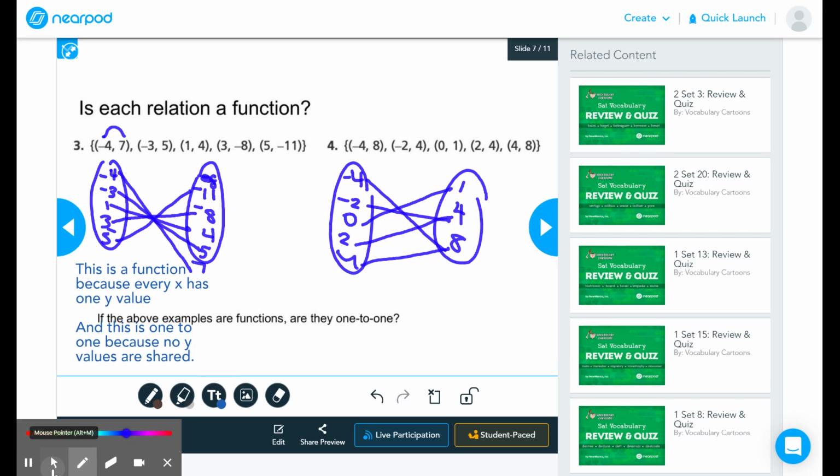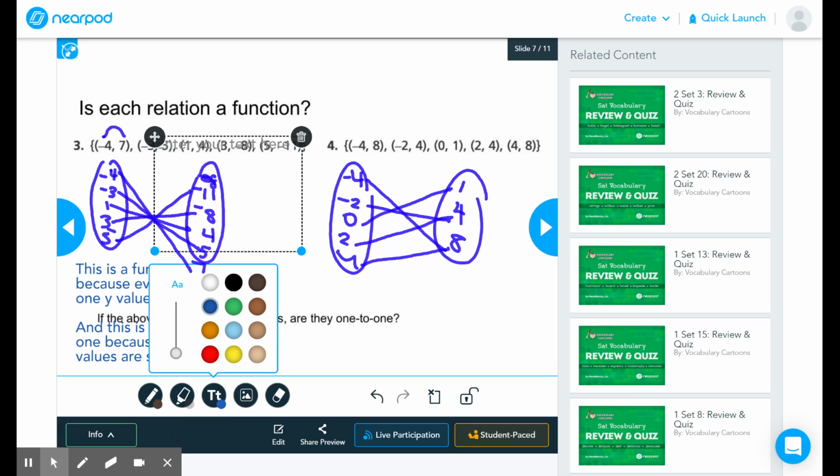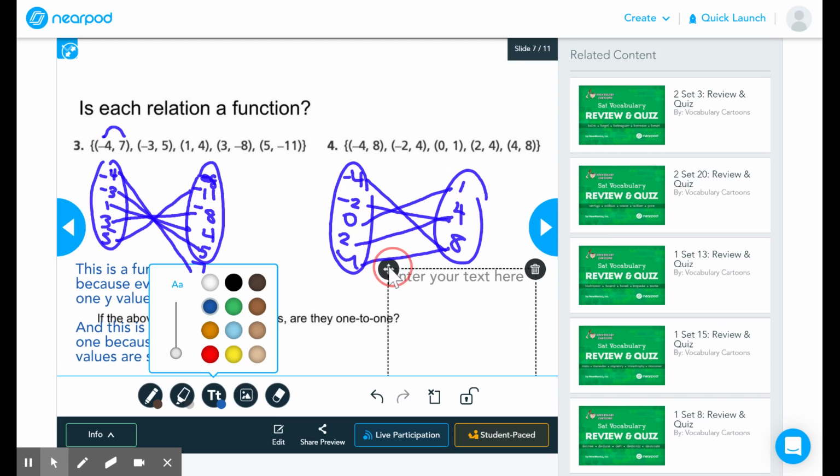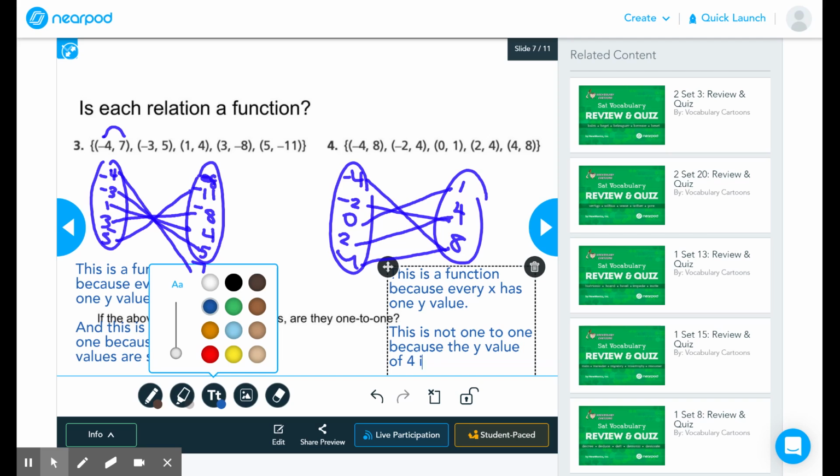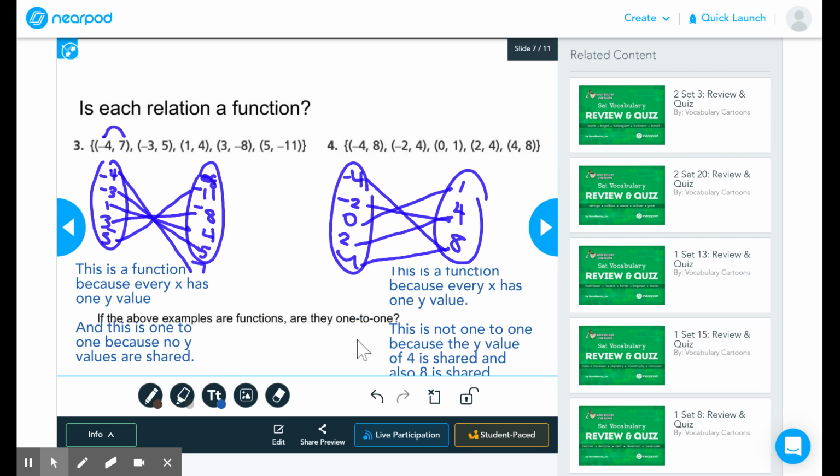So once again, this is a function because every x has a y. This is not 1 to 1 because the y value of 4 is shared, and also 8 is shared. So honestly, it only takes one y value, but in this case, there's two y values that are shared.